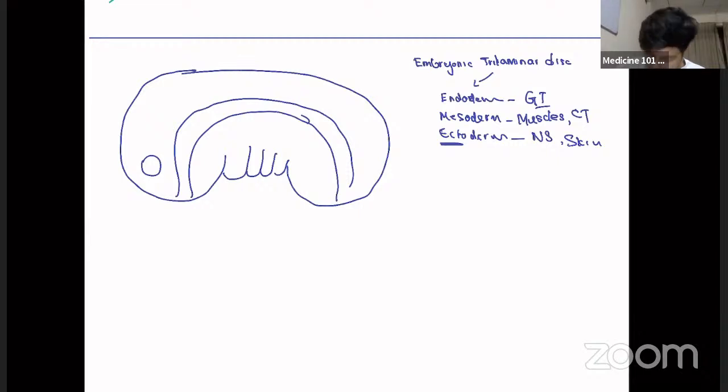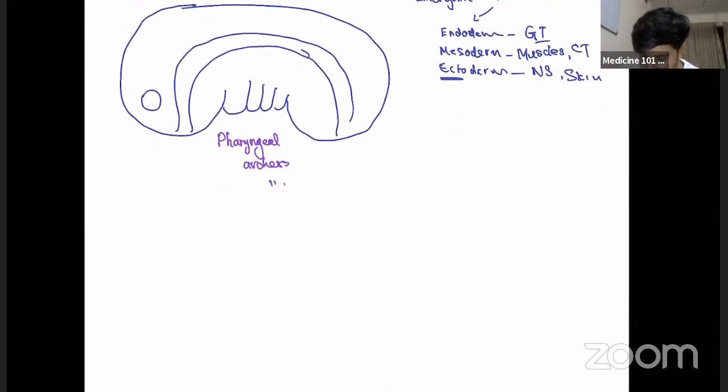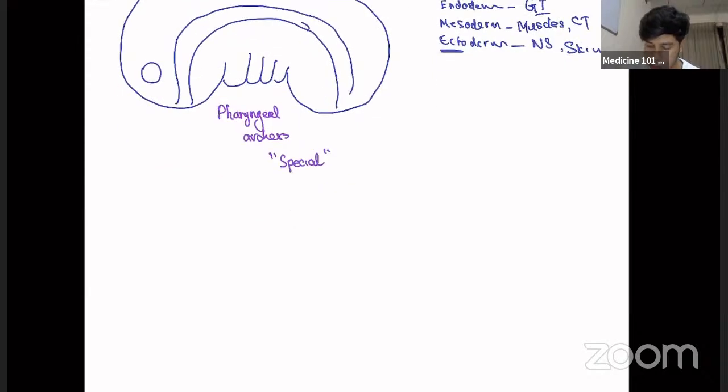Okay. Now, there's something called the pharyngeal arches. So, it is literally the area between the hyoid bone. It develops in the area close to the hyoid bone. And it actually gives rise to the arch of aorta, all of those structures. This region, the palate, all of this, it is developed from something called the pharyngeal arches. And for now, just for now, remember this as something special.